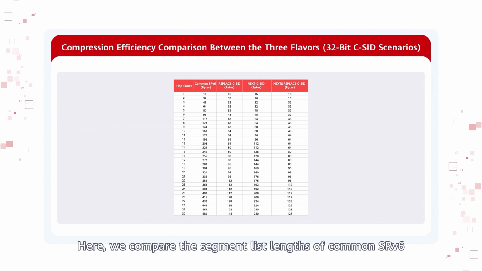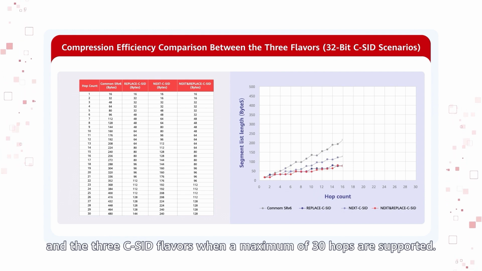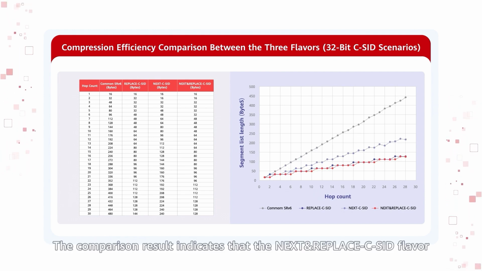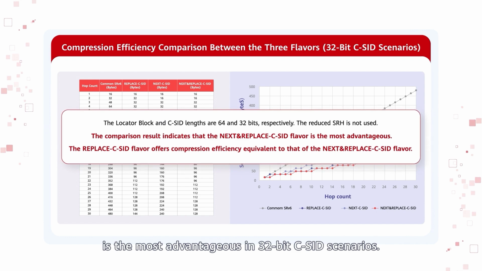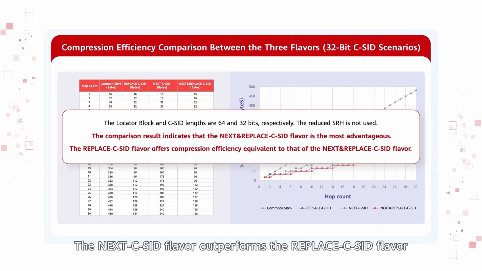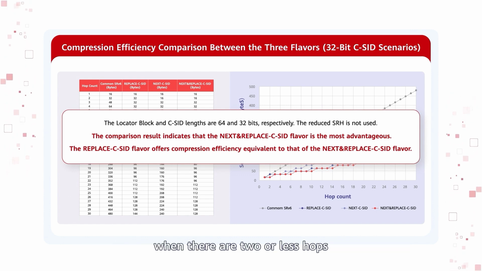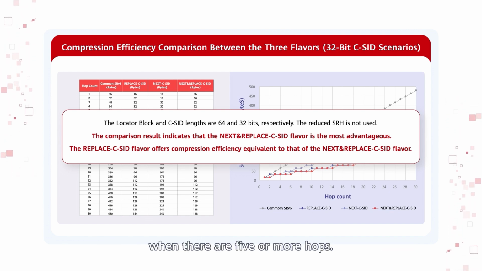Here, we compare the segment list lengths of common SRv6 and the 3 C-SID flavors when a maximum of 30 hops are supported. The comparison result indicates that the next and replace C-SID flavor is the most advantageous in 32-bit C-SID scenarios. The next C-SID flavor outperforms the replace C-SID flavor when there are 2 or less hops, but increasingly performs worse than the replace C-SID flavor when there are 5 or more hops.